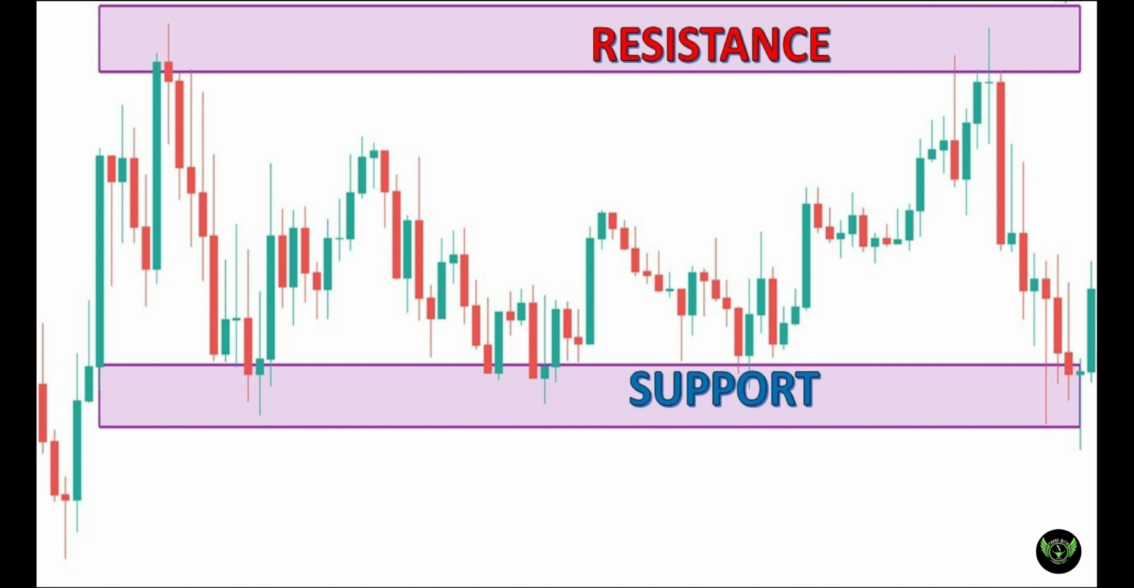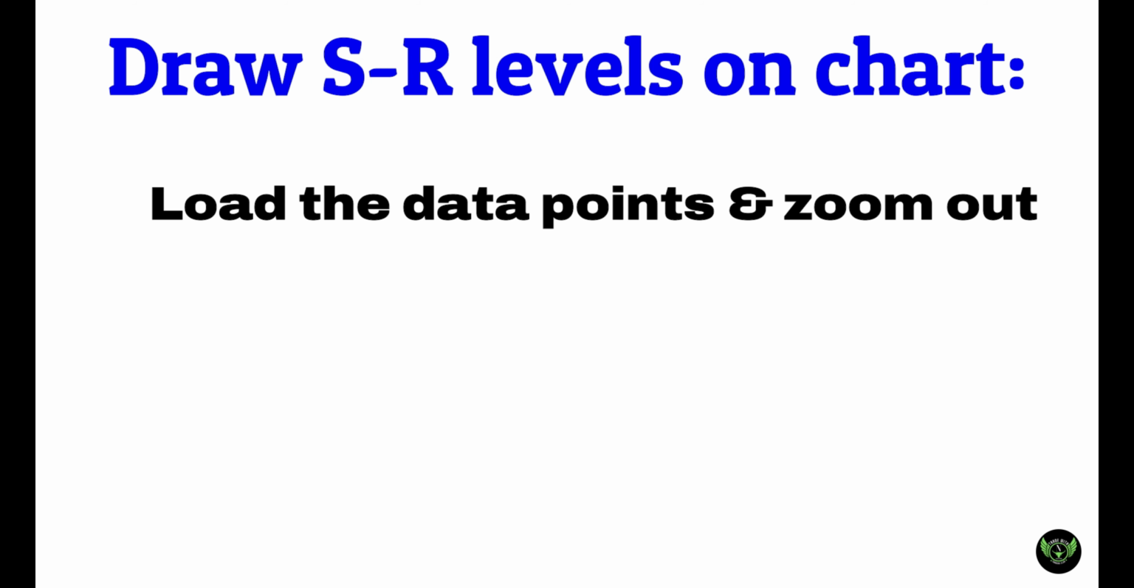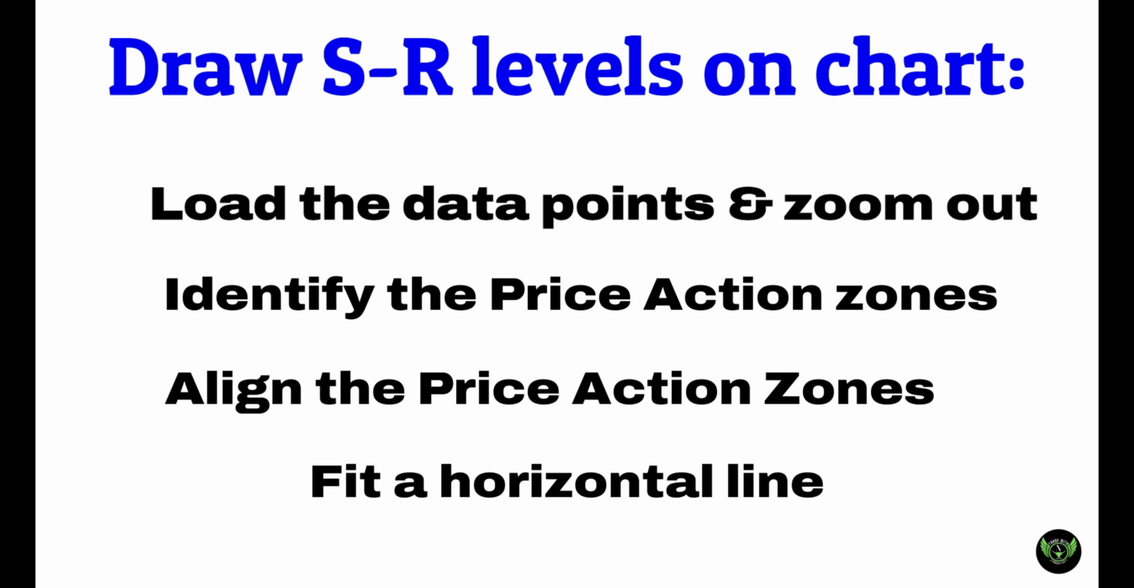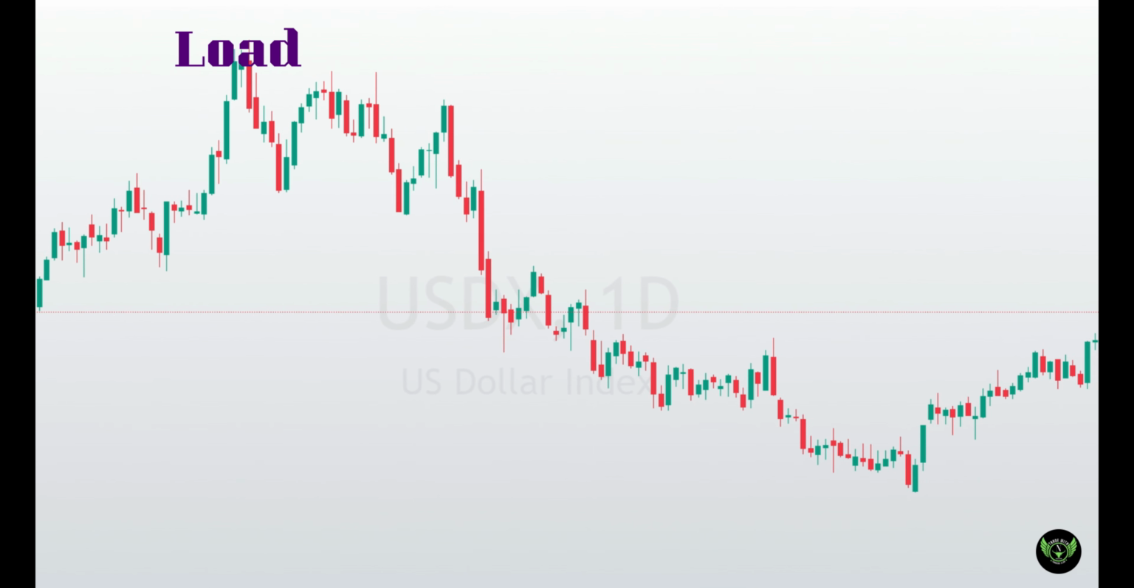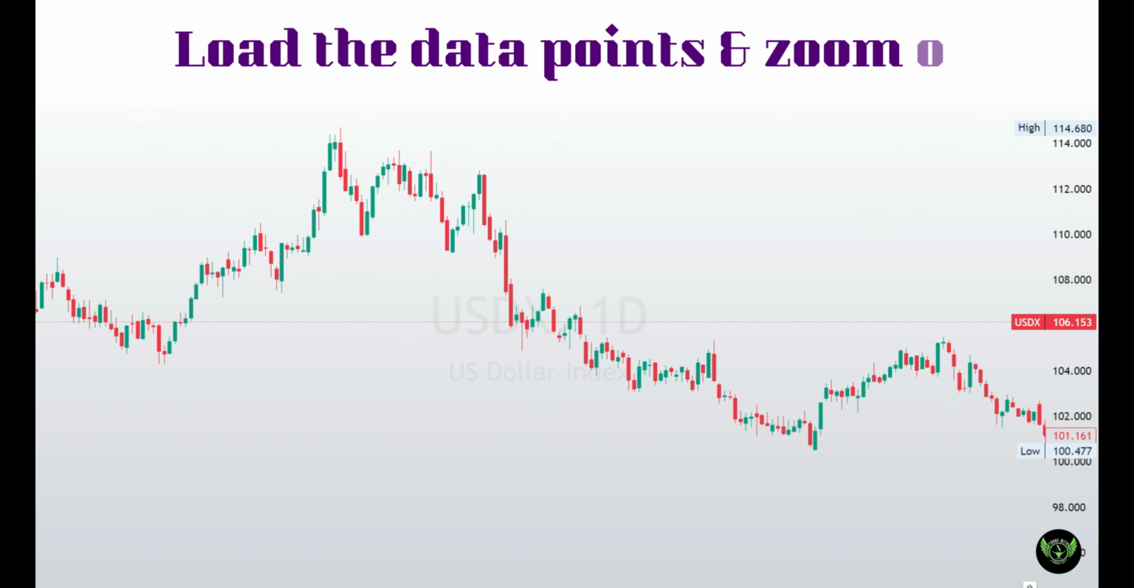As a trader working in any time frame, it is important to figure out the critical levels where there was some price action. By identifying the important price levels, you can make more successful trades using the price action technique. Let us learn how to draw support and resistance on our chart with a simple 4-step process. In short, these 4 steps are loading the data points and zooming out, identifying the obvious price action zones, aligning the zones, and fitting a horizontal line. Now we can take a look at each of them.